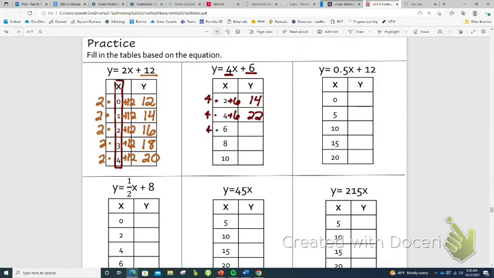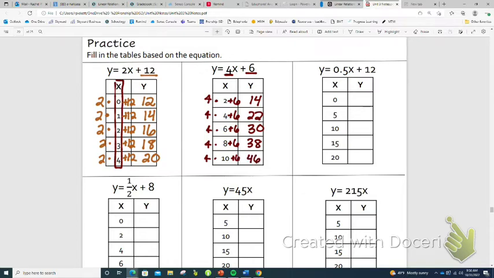4 times 6 is 24, plus 6 is 30. 4 times 8 is 32, plus 6 is 38. And 4 times 10 is 40, plus 6 is 46. So we're plugging those values in.